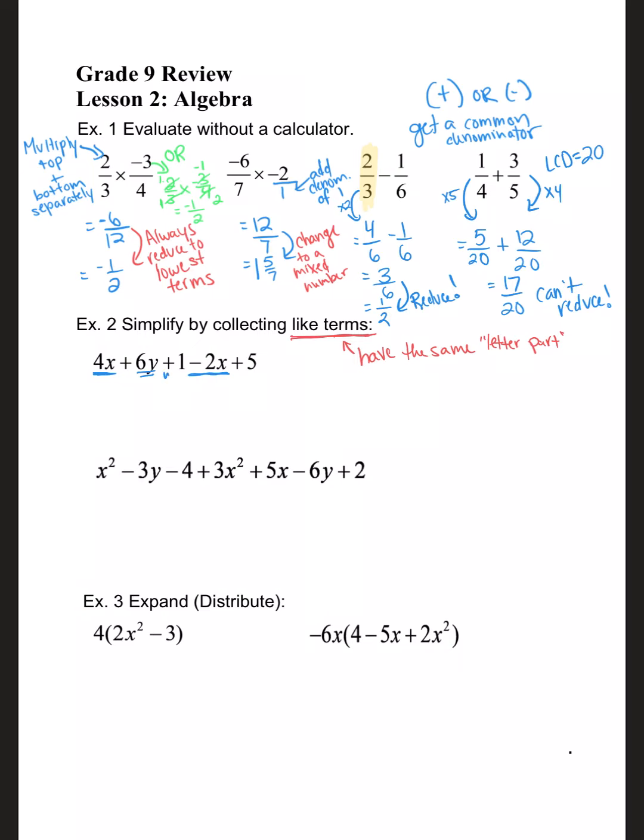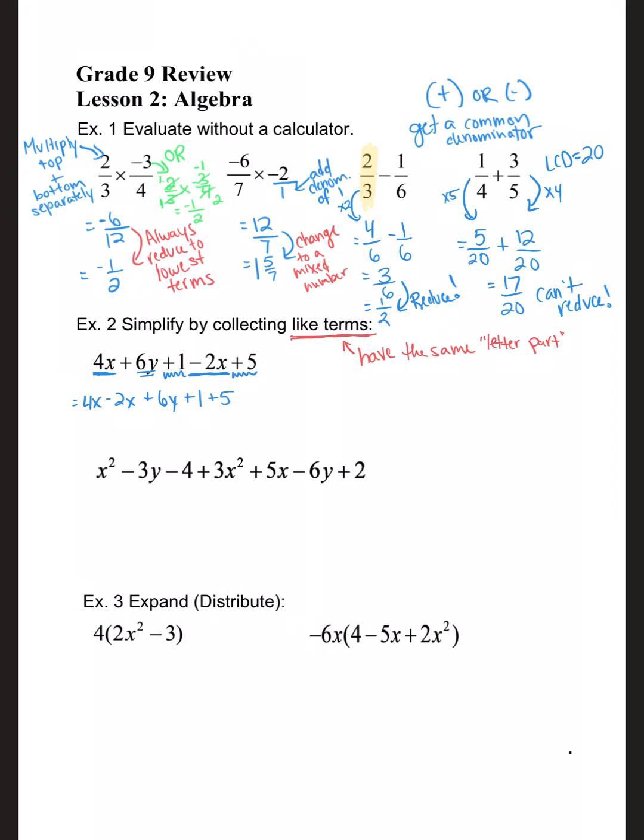And then finally I have this plus 1. So even plus 1 has no letter part. So now I'm looking, are there any other terms that have no letter part? Because that would be a like term. And we can see that the plus 5 also has no letter part to it. So now when we write these, we're going to try to add them in alphabetical order with the constant, or that number part, being all by itself. So I'm going to start with my 4x minus 2x. Those are my x parts. And I'm just going to put an equal sign at the front of this. And then I'm going to put my y term. Like I said, there were no other y terms. And then finally, I'm going to put my constants, or my numbers, at the end of this expression.